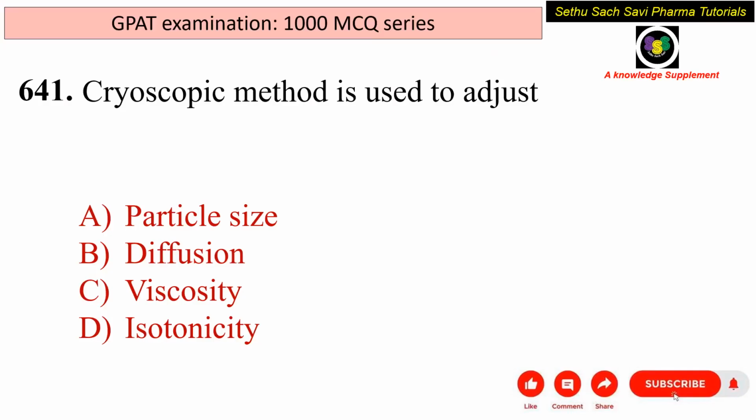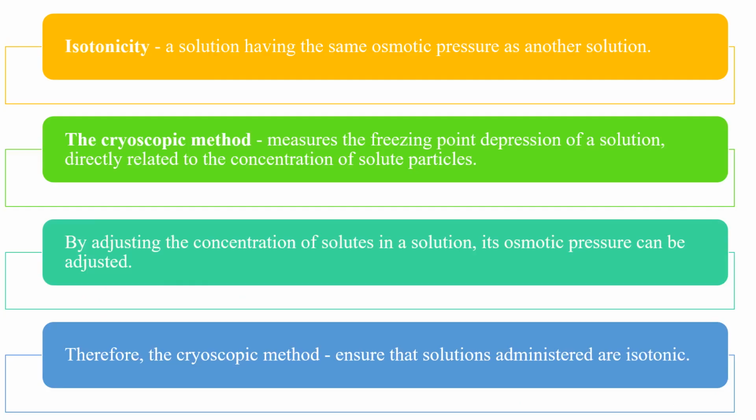Starting off with the first question of the day: cryoscopic method is used to adjust particle size, diffusion, viscosity or iso. So here we should first know what is isotonicity. Iso means same, tonicity is related to osmotic pressure. So a solution having the same osmotic pressure as that of another solution, that is isotonicity. Now what is cryoscopic method?